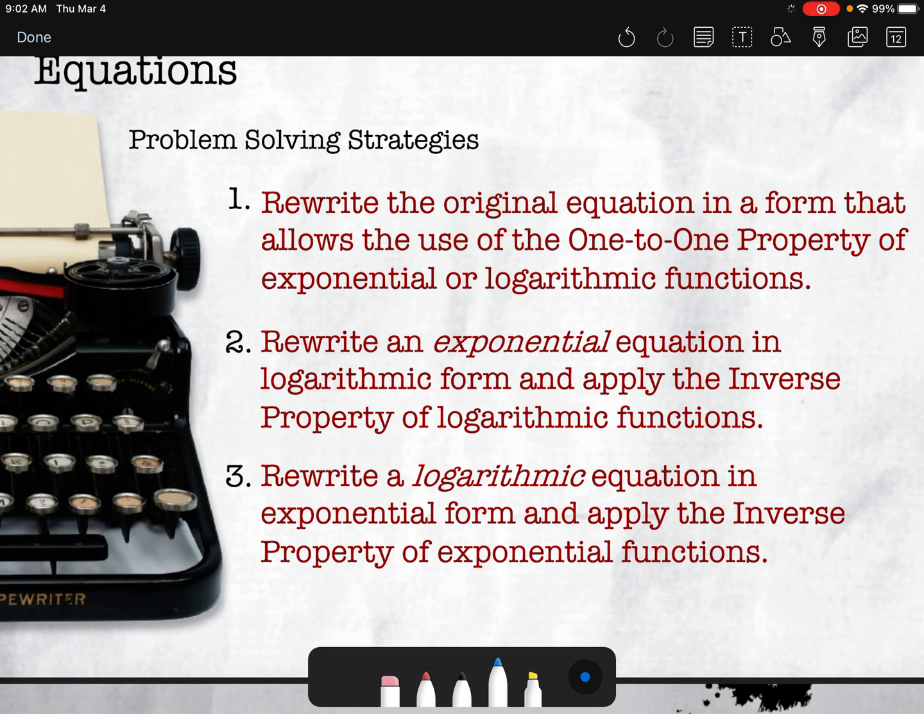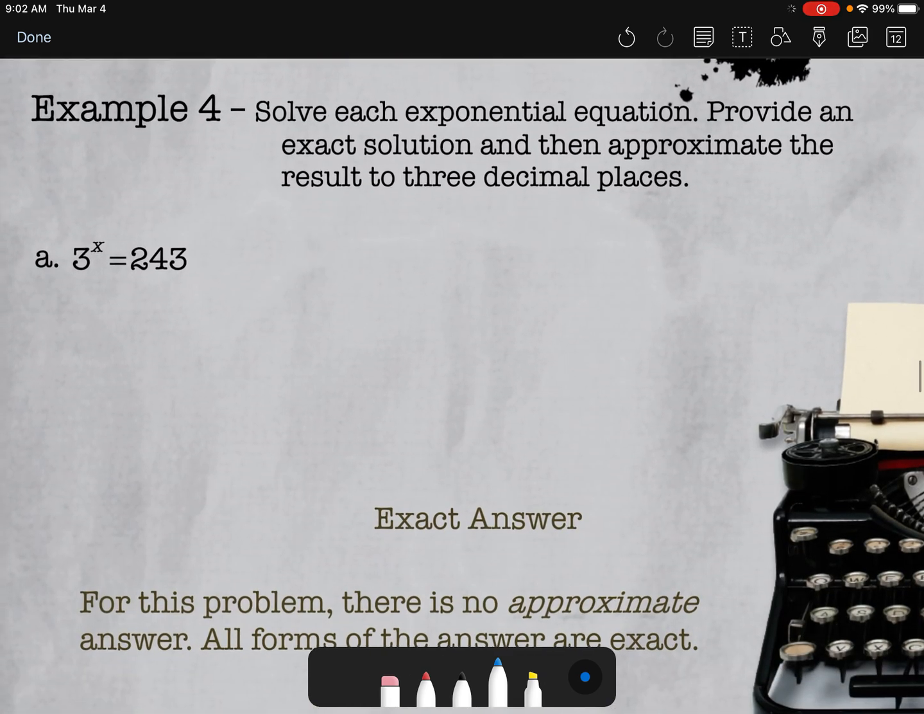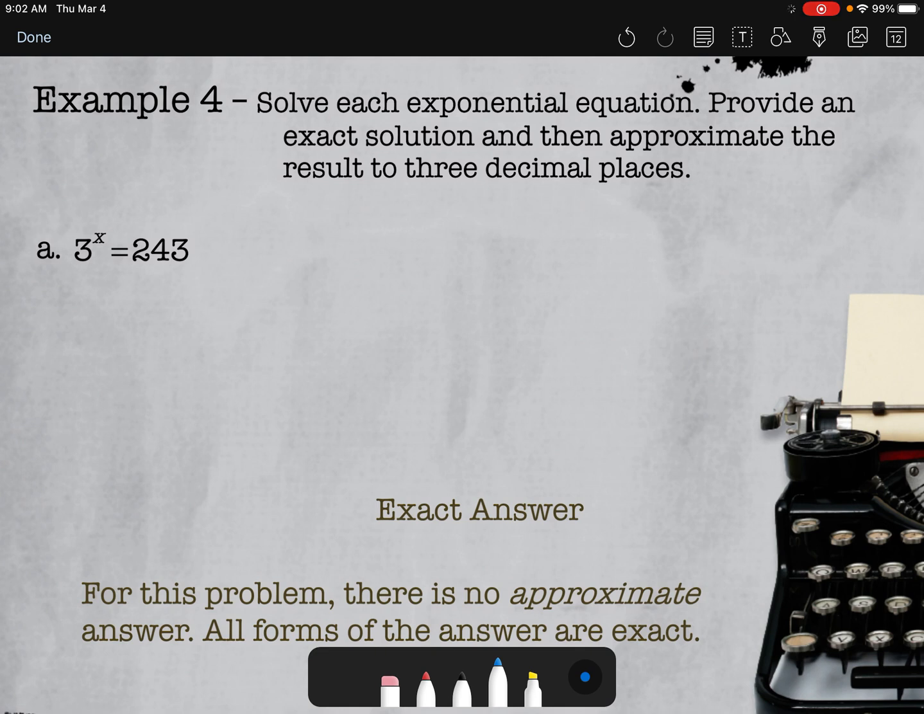Okay, and we're going to do that then to solve equations, okay? So 3 to the x equals 243. Now, we can start guessing, okay?